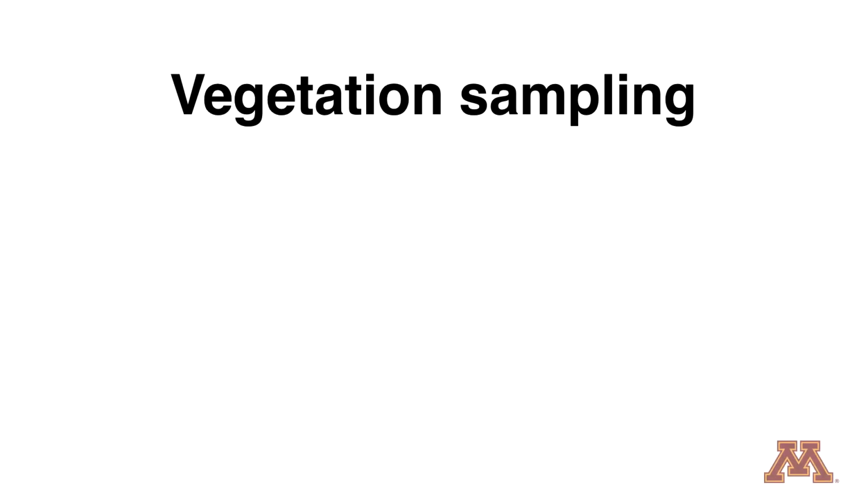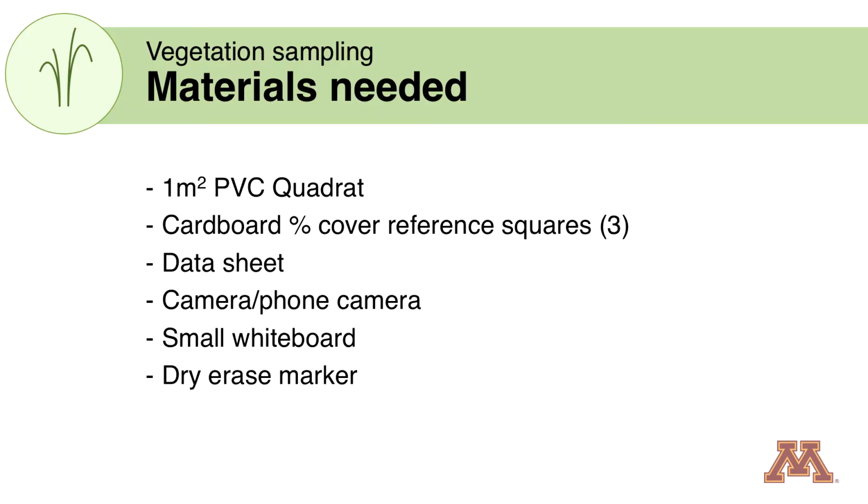All right, now here's the protocol for vegetation sampling. The list of materials you'll need include the meter squared PVC quadrat, the cardboard percent cover reference squares, there'll be 3 of these, your data sheet, a camera or a phone camera, a small whiteboard, and dry erase marker.